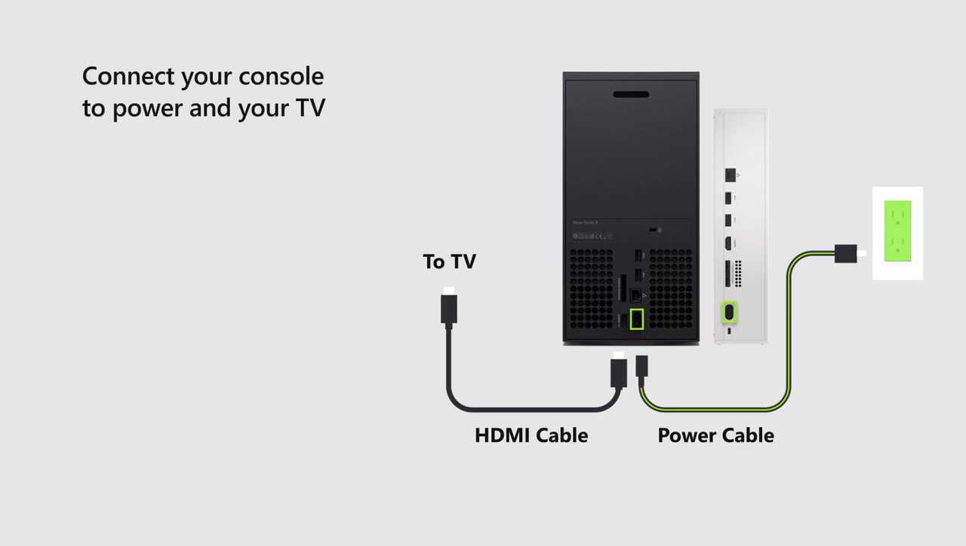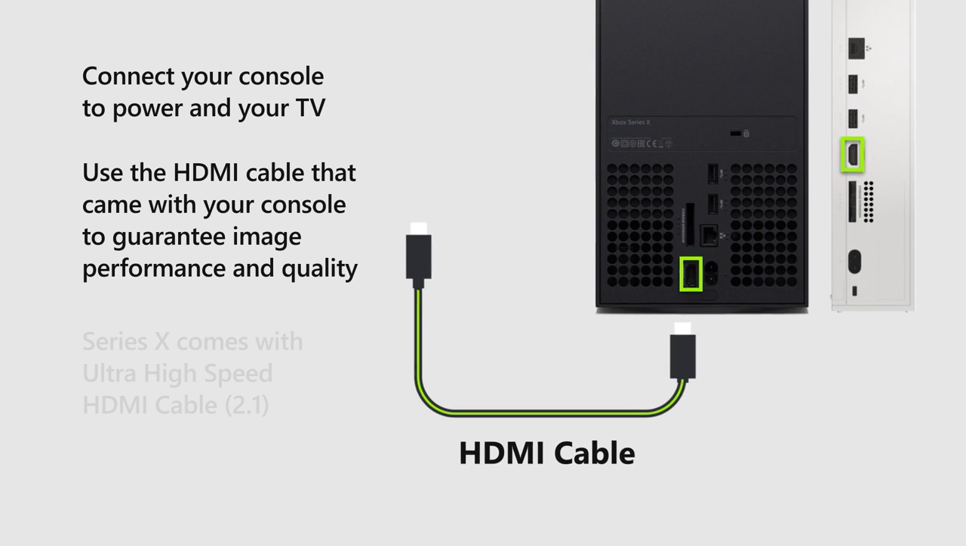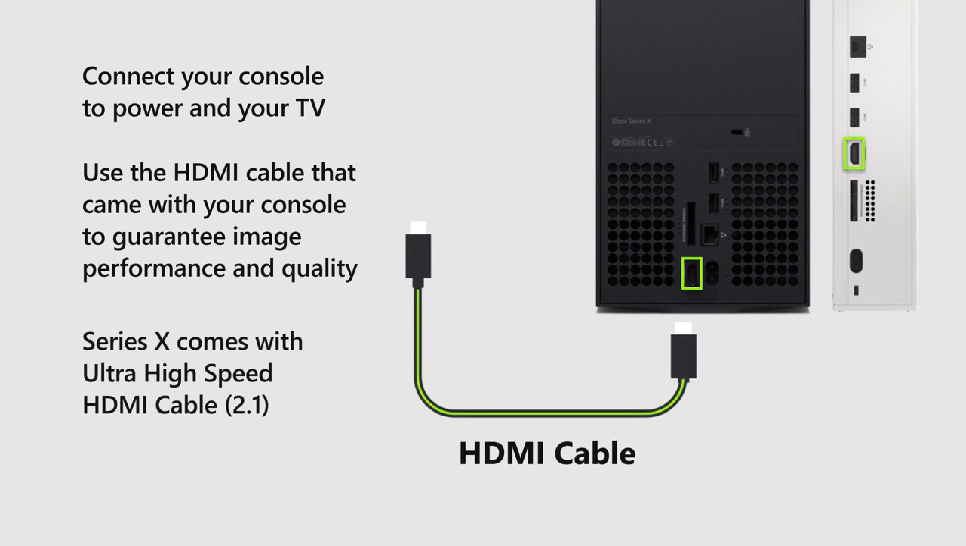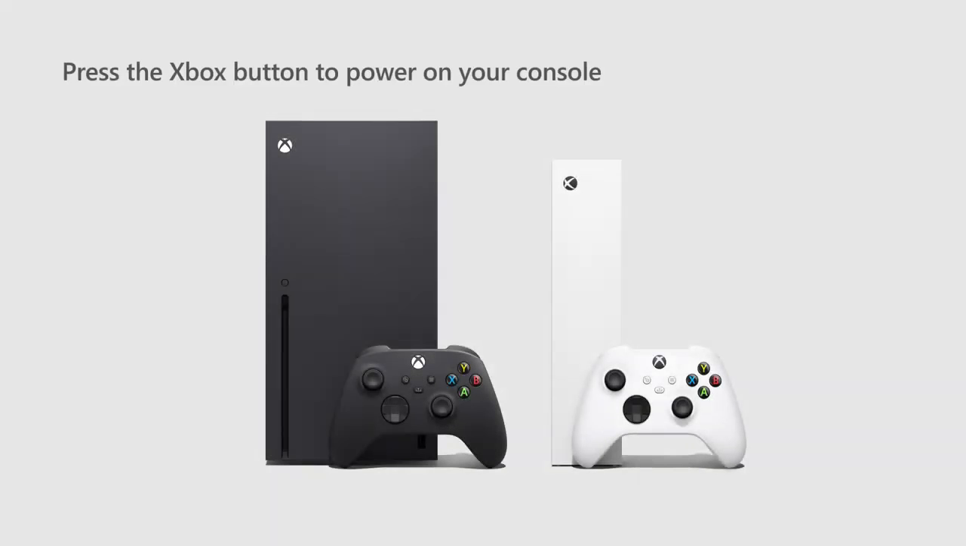Then, connect your console to power and to your TV. Make sure you use the high-speed or ultra-high-speed HDMI cable that came with your console to guarantee image performance and quality. Now, press the Xbox button to power on your console.